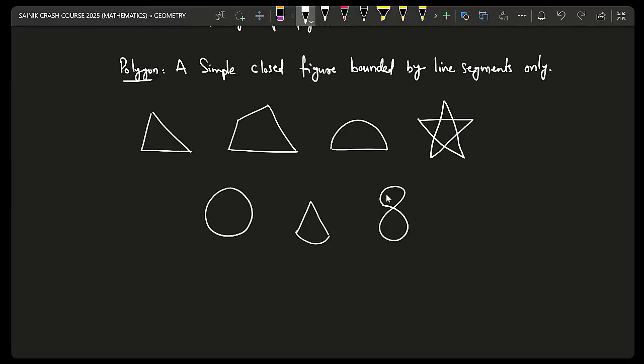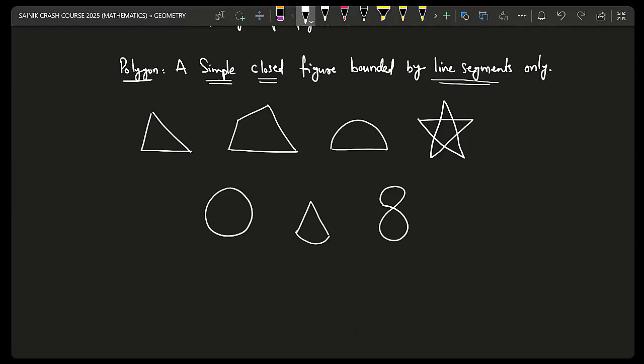The conditions are very clear to call any figure a polygon. The first condition, it should be simple. Second condition, it should be closed. And third condition, it should be bounded by only line segments. We need to check these three conditions. I'll be explaining the first figure and the remaining I'm expecting from students.